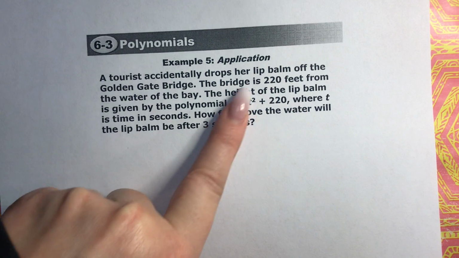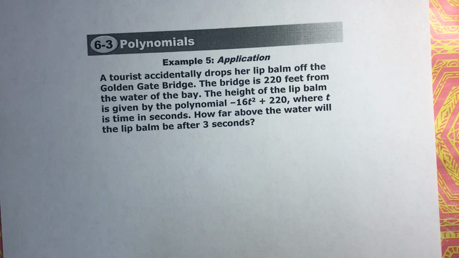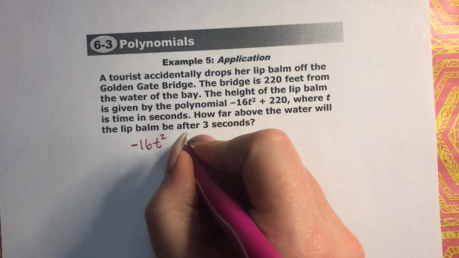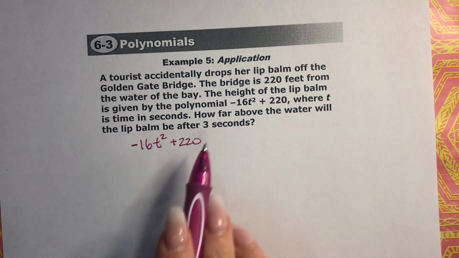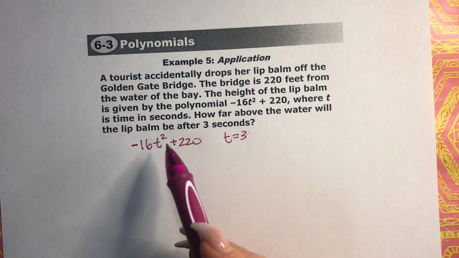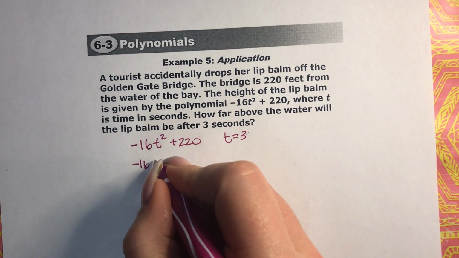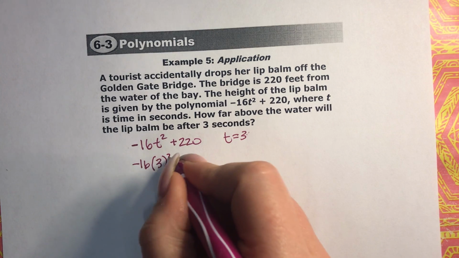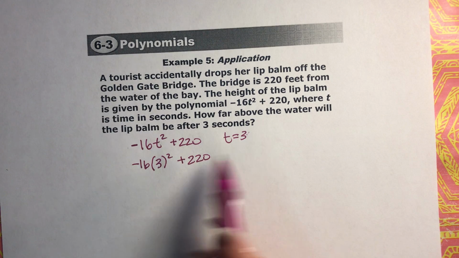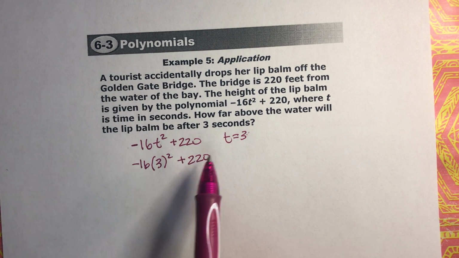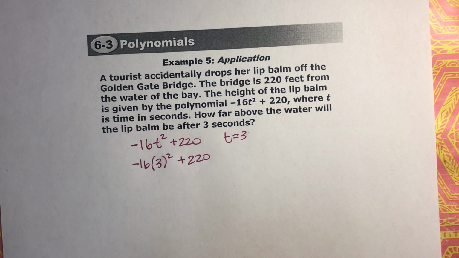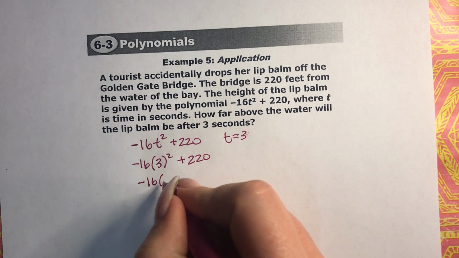Okay, so this is the height of the lip balm. So we're just going to rewrite that, -16t^2 + 220, and we want to find after the time is 3 seconds. So that just means that t is equal to 3, and we just substitute that in there, so we end up with -16 times 3 squared plus 220. We've got to do order of operations, so exponents first. Remember, please excuse my dear Aunt Sally. So we've got to do these exponents. 3 squared is 9, so we have -16 times 9.